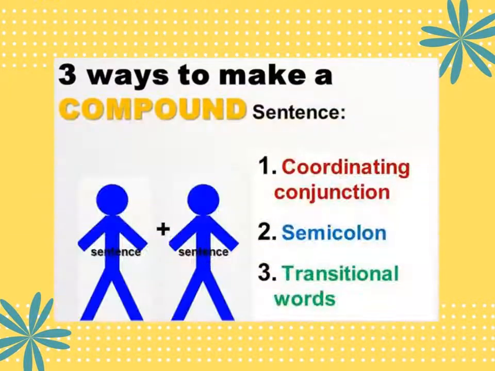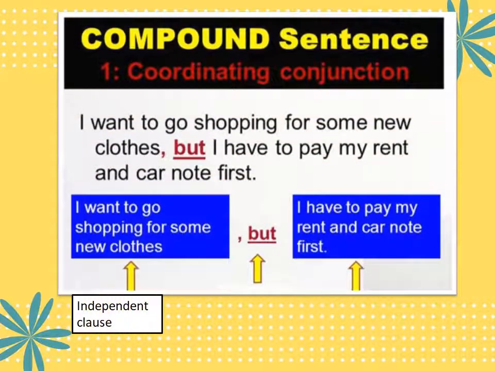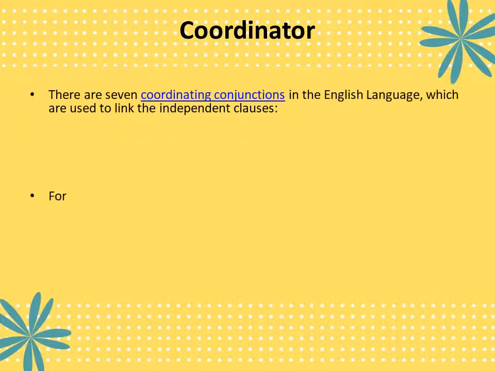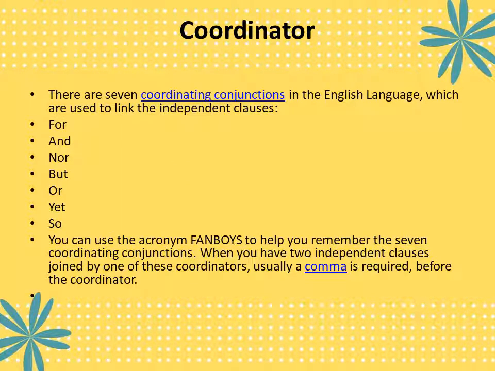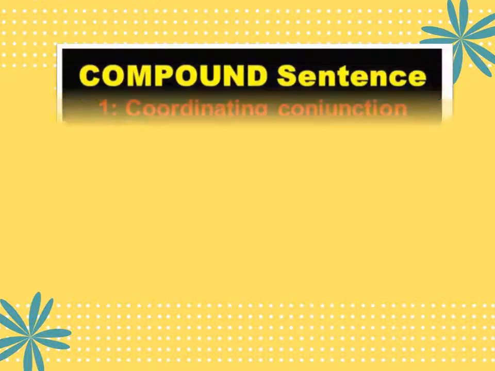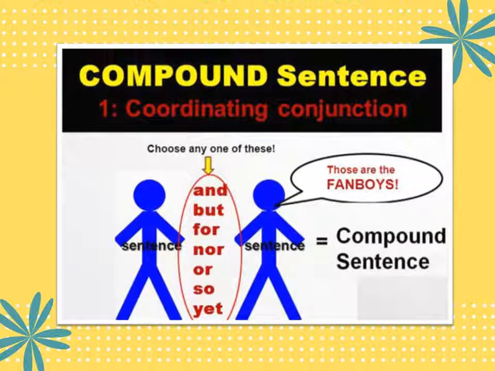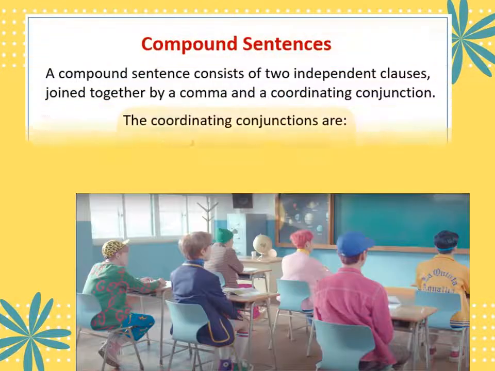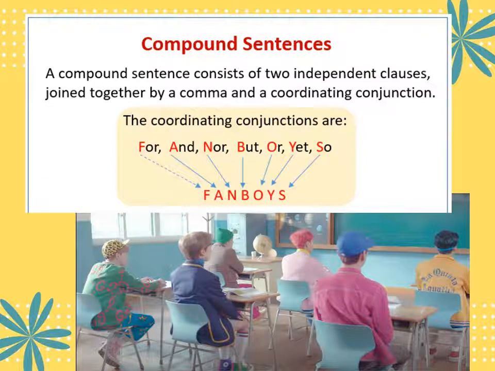We can see a comma. Ya, comma, but. A compound sentence consists of two independent clauses joined together by a comma or coordinating conjunction. And the coordinating conjunctions are for, and, nor, but, or, yet, and so.